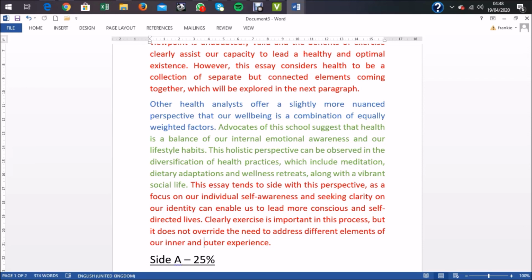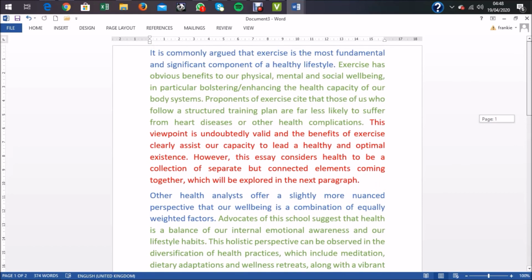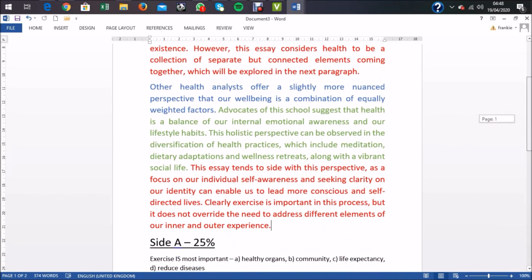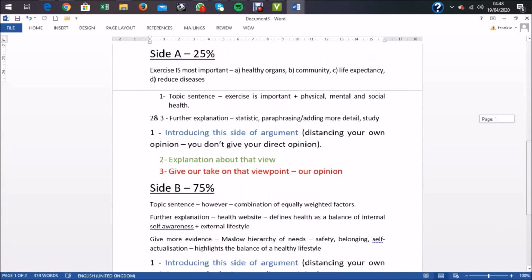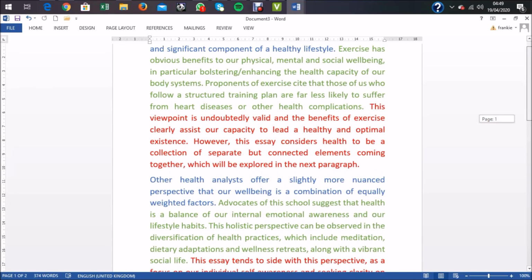Okay, guys, I hope that gave you a little bit of an idea about how you can transition the plan, the bullet point structure, into a coherent piece of writing.